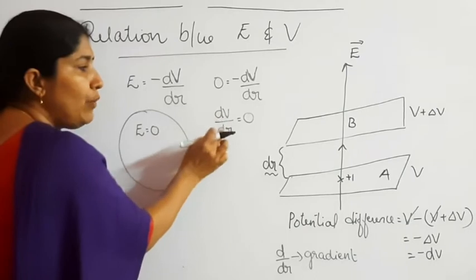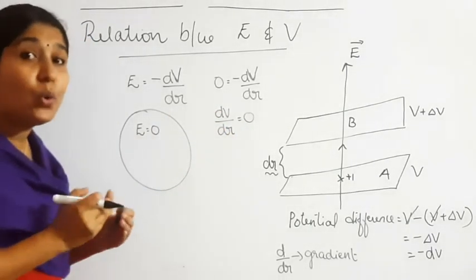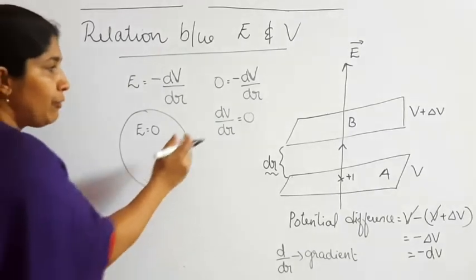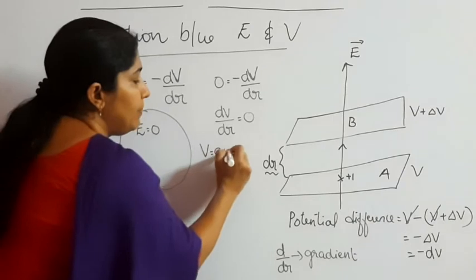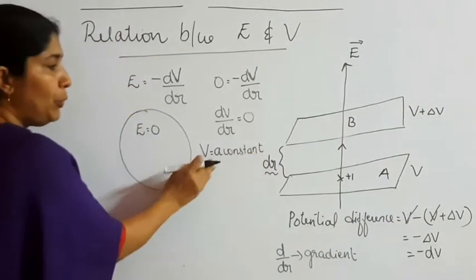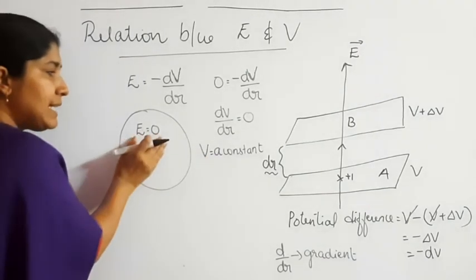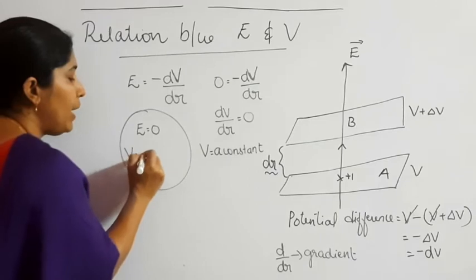Then the derivative of which quantity is equal to 0? The derivative of a constant is equal to 0. From this, we can say that V is equal to a constant. So the electric field inside the shell being 0 means the potential V is a constant.